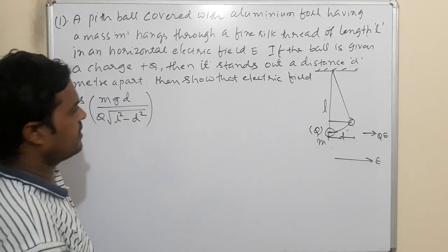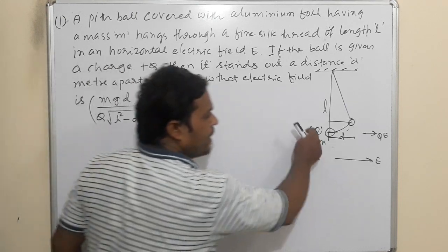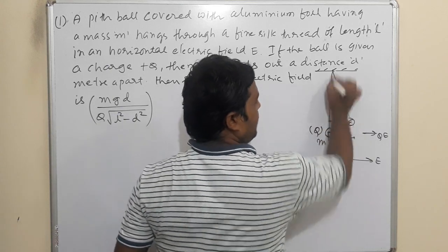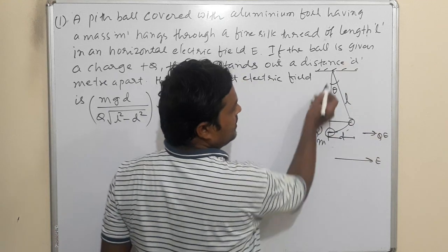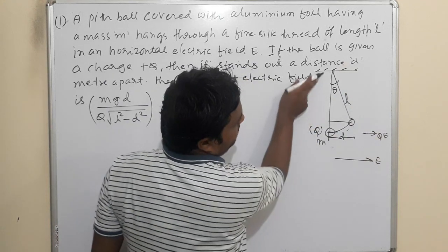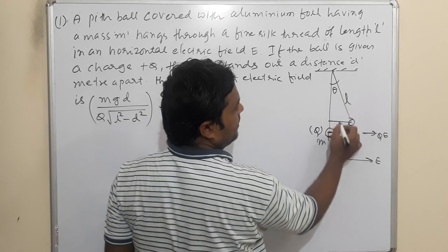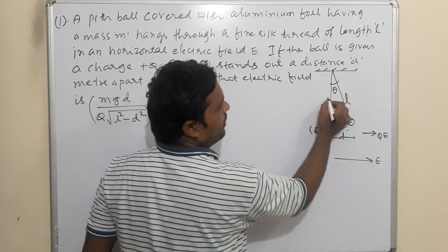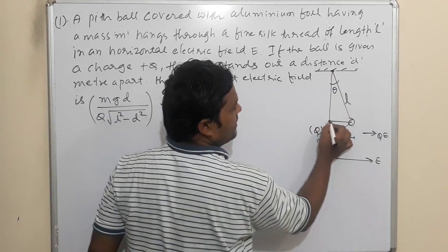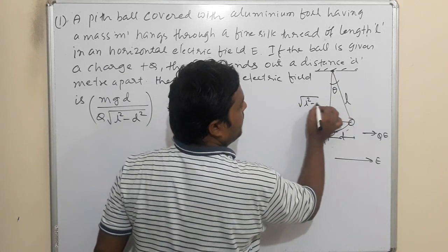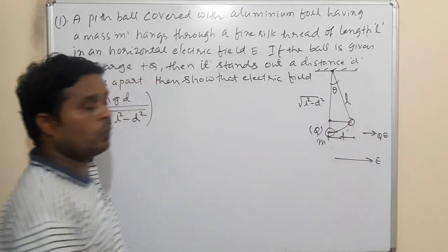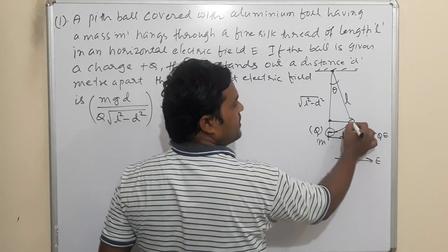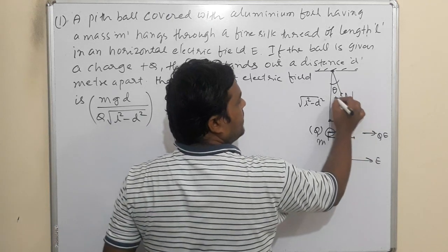See how we can solve this. This is standing out through a distance D, making an angle theta here. This is length L, but this portion is not length. From here to here it is L. This is D. Then by applying Pythagoras theorem, this distance will be root of L square minus D square. What we want to find is, it is standing out here at equilibrium. That means this will be tension T.